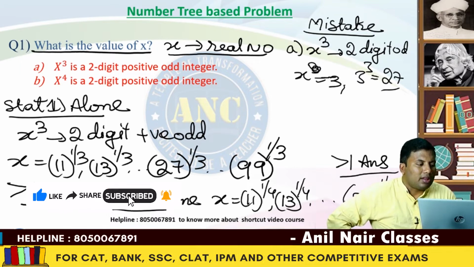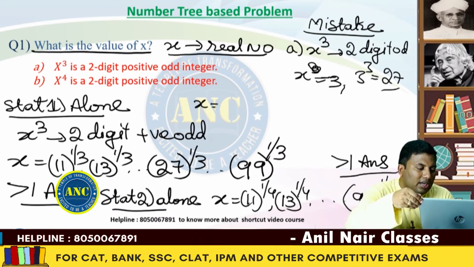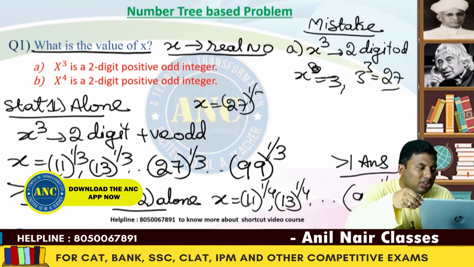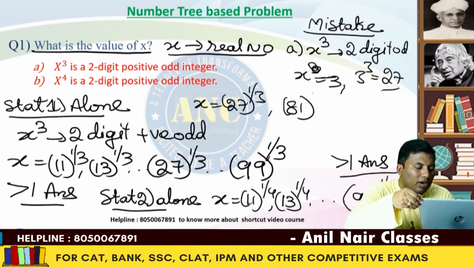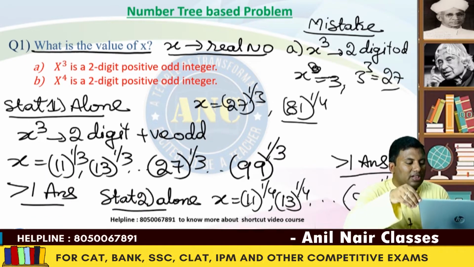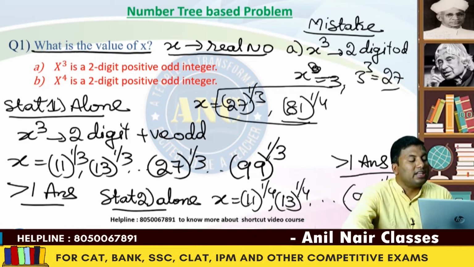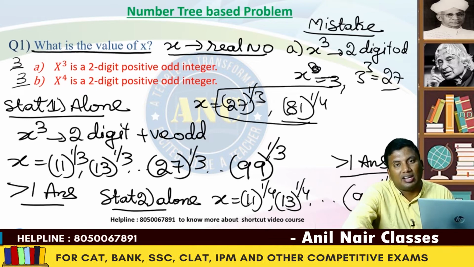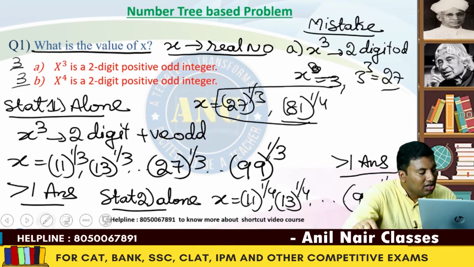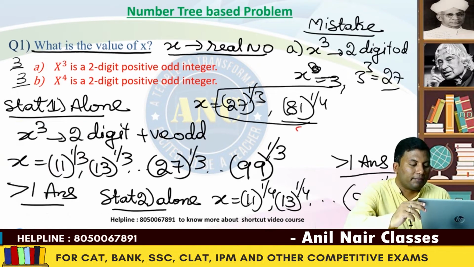Now if I combine both, the value which will satisfy is x equals 27 power 1 by 3, 81 power 1 by 4. If I substitute these values, 27 power 1 by 3, whole cubed, is 27, and 81 power 1 by 4, whole power 4, is 81. That means the answer for this question is not each statement alone is sufficient, but statement 1 and 2 together.